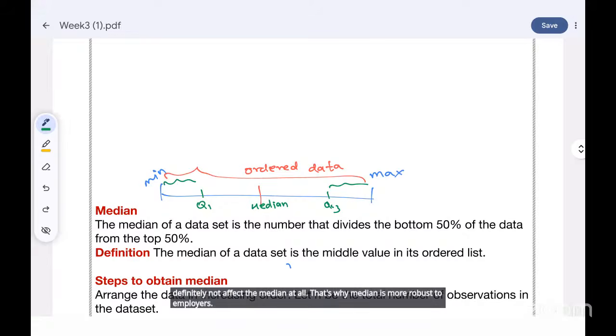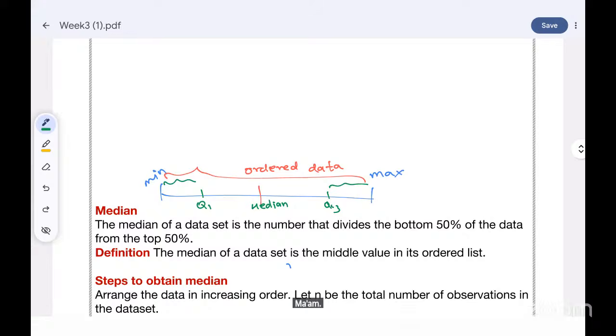Okay. Ma'am, if you can check the activity 3 question, is it in week 3? Yes, week 3, the activity 3.